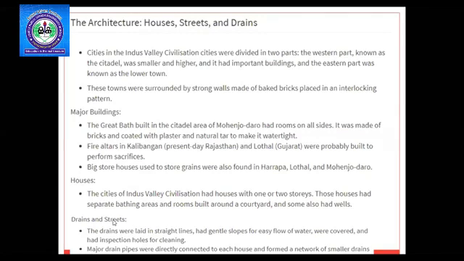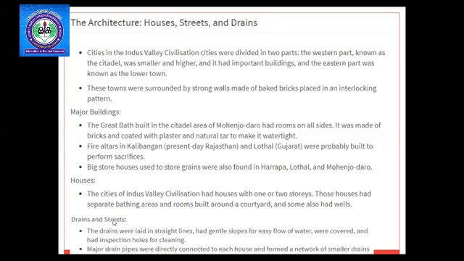Fire altars in Kalibangan, present-day Rajasthan, and Lothal, Gujarat were probably built to perform sacrifice. Big stores used to store grains were also found in Harappa, Lothal, and Mohenjo-daro, where the people stored their food.